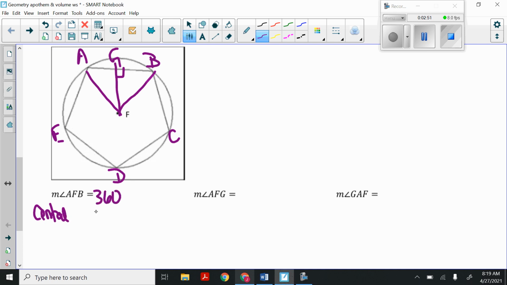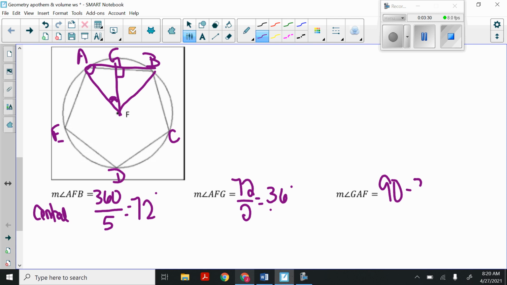Okay. So the measure of angle AFB, this is our central angle. Remember, this is always 360 divided by how many sides our polygon has. This is a pentagon, so we have 5 sides. 360 divided by 5 gets us 72 degrees. Now we want the measure of angle AFG, so this little angle in here. Remember that AFB is our isosceles triangle. When we drop that height, FG, our apothem is the height, we cut this side in half, and we also cut that central angle in half. So 72 cut in half gets us 36 degrees. Now we want the measure of angle GAF, this angle down here. Those two are complementary, so we just found that this one was 36, so 90 minus 36 gets us our other one at 54 degrees.